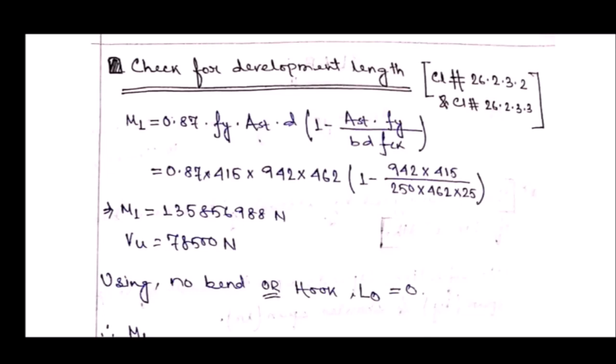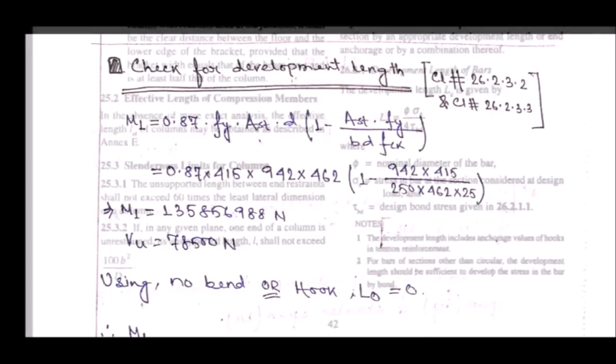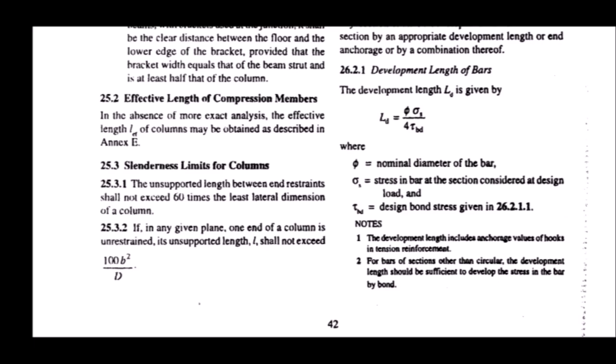Okay. Now the last check, the check for development length. To check this, we have to use codal provisions, obviously. So first check the codal provisions. Let's go to code. As per clause number 26.2.1 of IS 456-2000, the development length of bars is given by Ld, and that is equal to phi into sigma s by 4 tau bd.